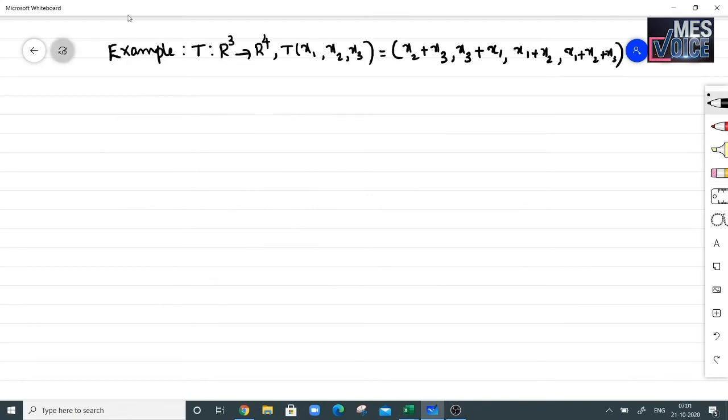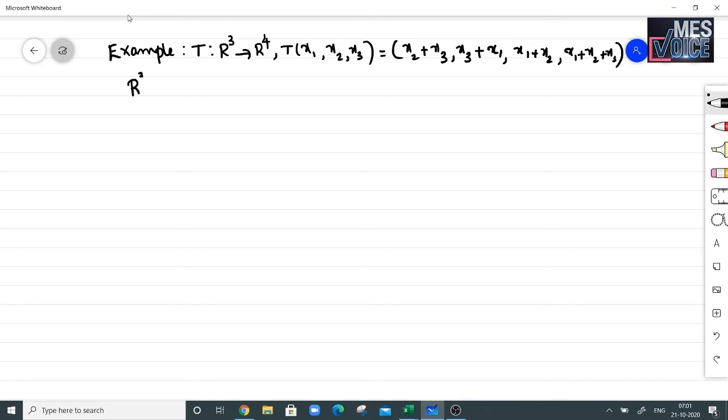Let us move on to the example. Let T from R cubed to R raised to 4 be defined by T of (x1, x2, x3) is equal to (x2 plus x3, x3 plus x1, x1 plus x2, x1 plus x2 plus x3). We will check how a matrix is formed from this linear transformation.